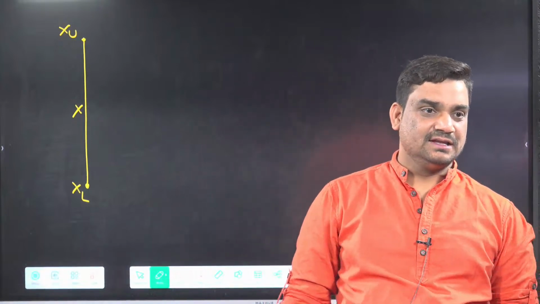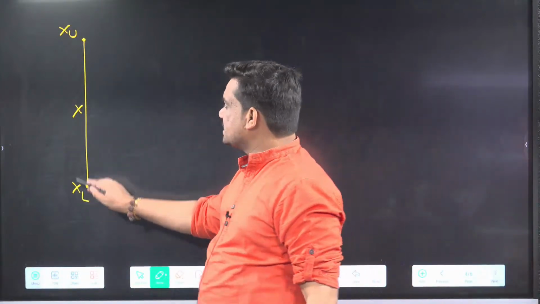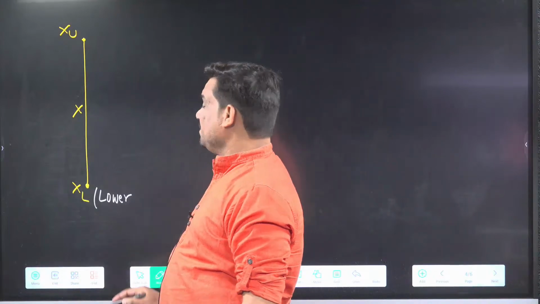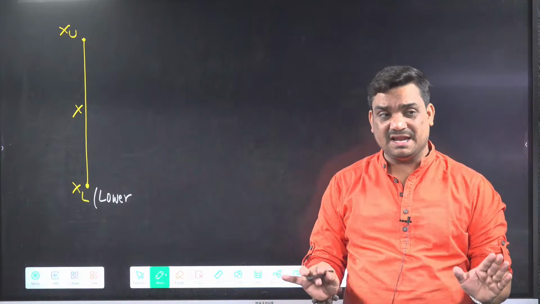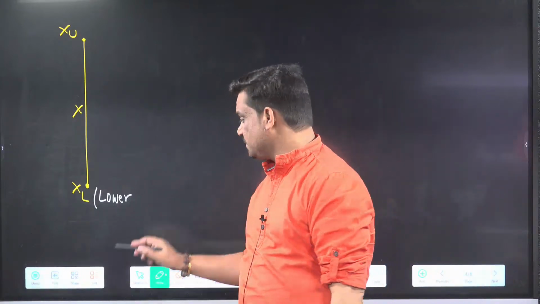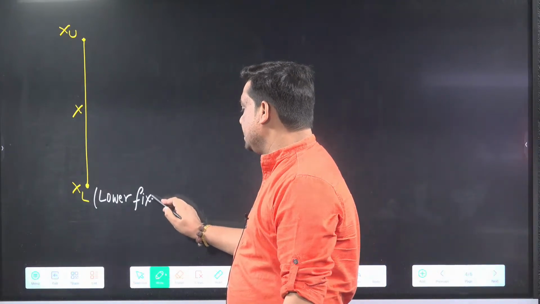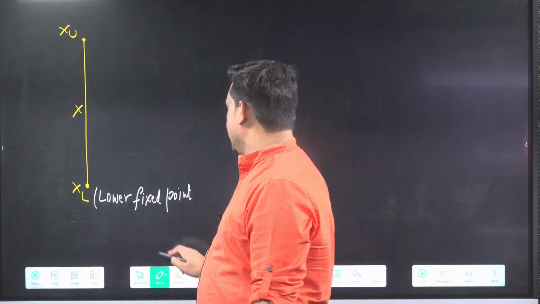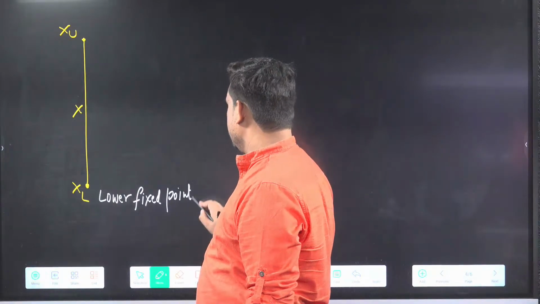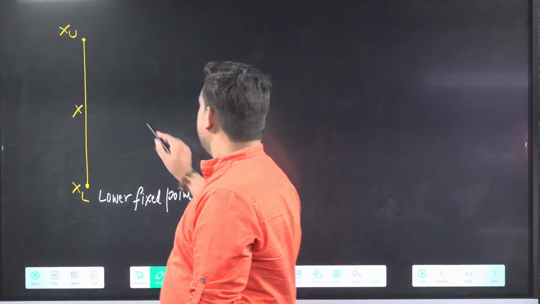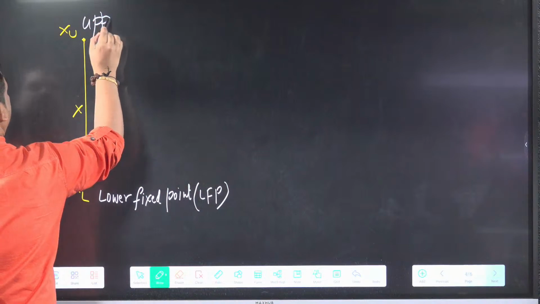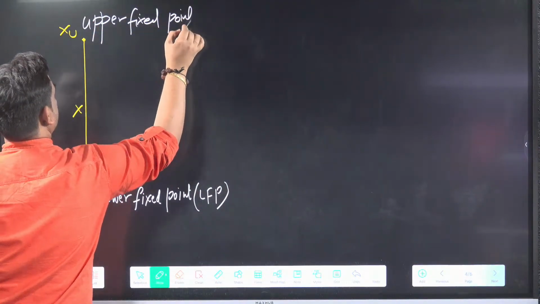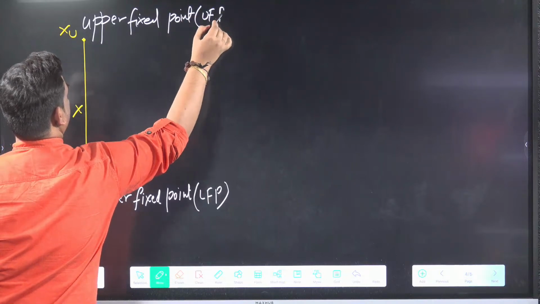So we need this XL and XU, the lower and upper points, and these points are fixed. Once we make any scale, they become fixed. So we can call the lower one the lower fixed point, LFP in short, and the upper one the upper fixed point, UFP in short.